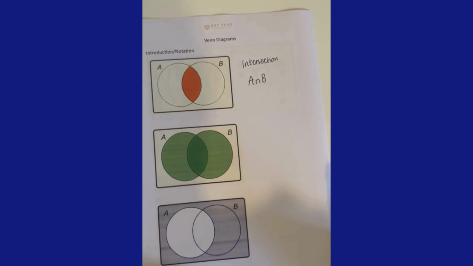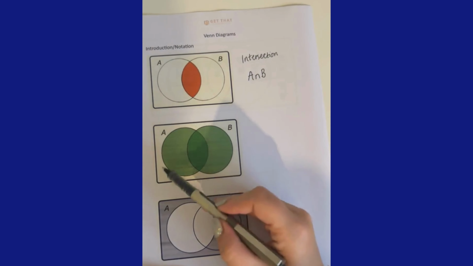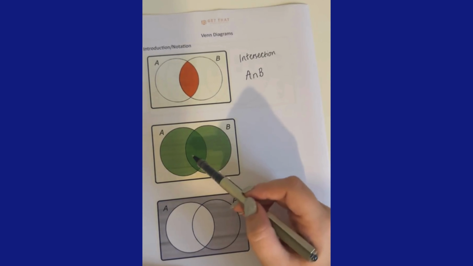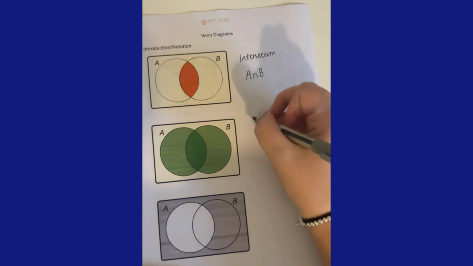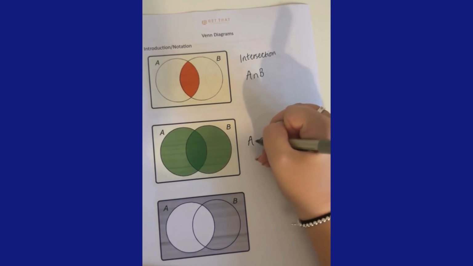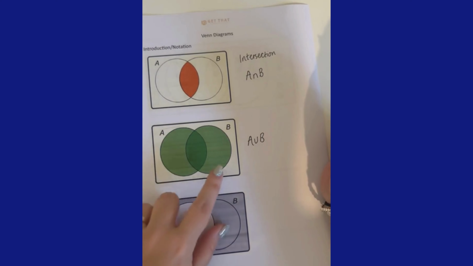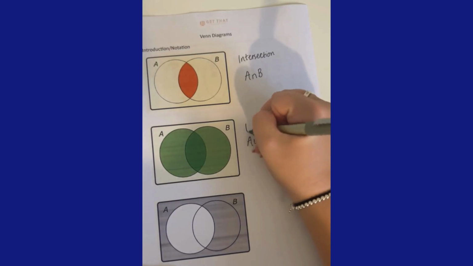Then what we've got here is a second Venn diagram. And as you can see, the circles are fully shaded, okay? So we have got all of A and we've got all of B. Now this is what we say, A or B. So we're saying anything that is in A or anything that's in B. And this is what we call our union.